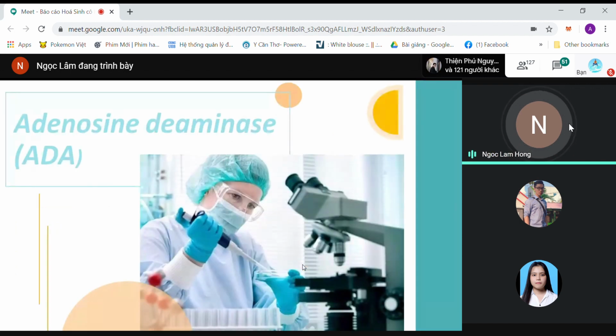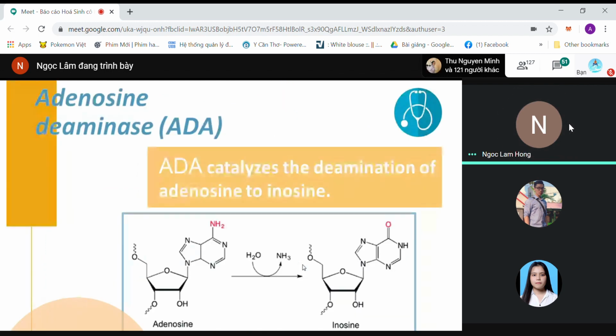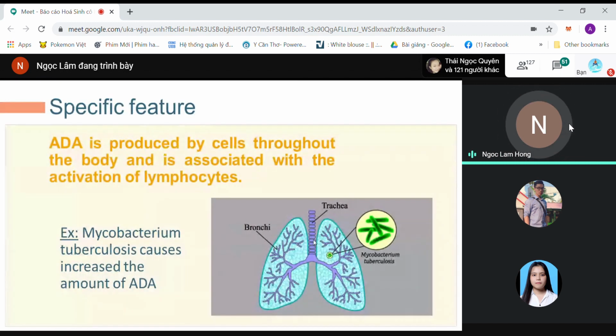The second part today is adenosine deaminase, or ADA for short. ADA catalyzes the deamination of adenosine to inosine. About specific features, ADA is produced by cells throughout the body and is associated with the activation of lymphocytes. For example, Mycobacterium tuberculosis causes an increase in the amount of ADA.